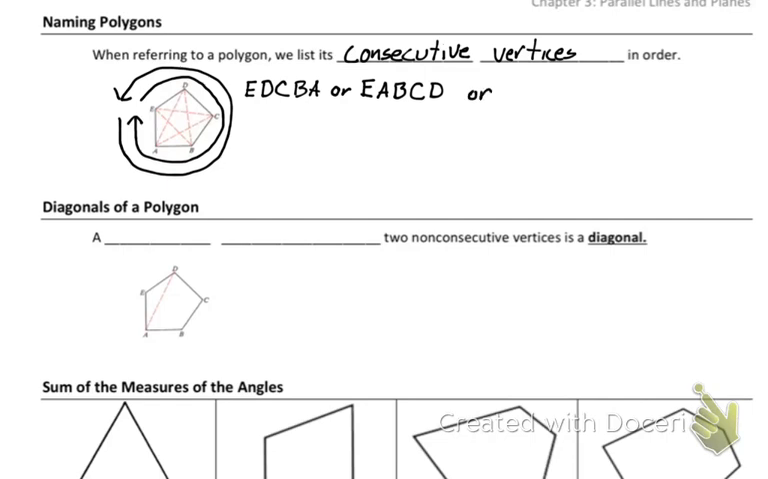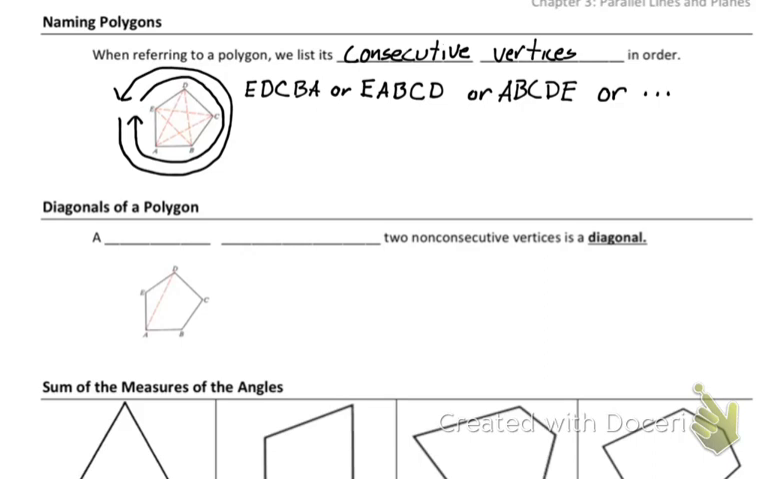We could do A, B, C, D, E. So this time I started way down here, and I just went this way and counted all the way around. Or any letter in any direction as long as you follow the order. So we have tons of different options to name this. We're not going to list them all.